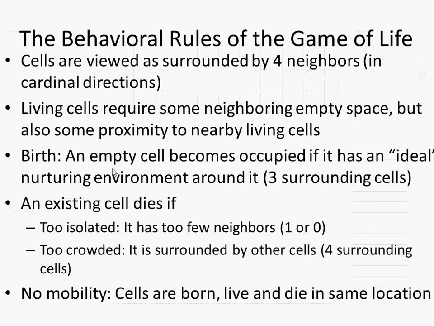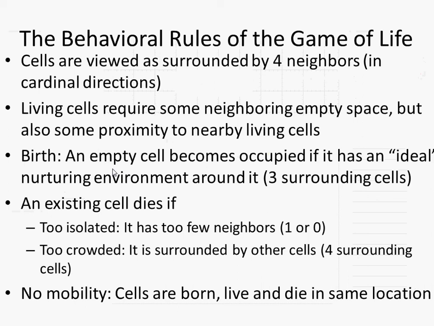Cells are viewed as surrounded by four neighbors exactly: north, south, east, west. That's it. They're not connected logically to their neighbors in the diagonal direction, only to the direct neighbors. Now, using the analogy with cells, what Conway posited for the sake of this game was a stylized representation where cells need a certain amount of free space around them. They can't be cut off from blood flow or what have you by other cells entirely. But they need some other cells nearby to continue to live as well. So they require some neighboring empty space, but also some proximity to nearby cells. Okay? There needs to be enough of a neighborhood around them of other cells that they don't die from isolation, but not so many that they die from crowding.